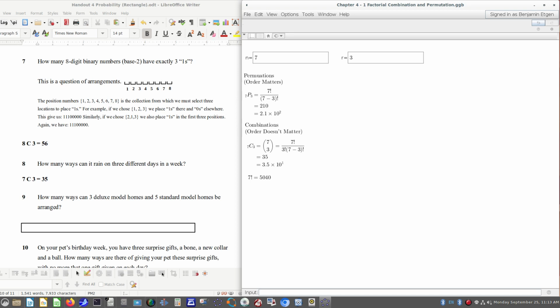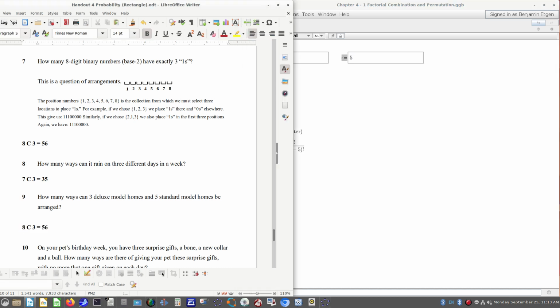How can 3 deluxe model homes and 5 standard model homes be arranged? So there's 8 homes total, and we can either ask the question for 3 or 5. So I'm going to leave a 5 there. Notice that that's 56. If I change r to 5, it's still 56 because we're arranging the same items.